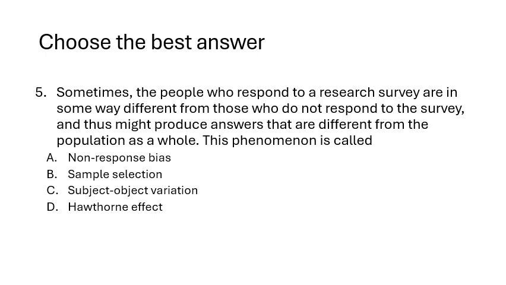And the last one, sometimes the people who respond to a research survey are in some way different from those who do not respond to the survey, and thus might produce answers that are different from the population as a whole. This phenomenon is called, and this is a non-response bias, meaning the non-respondents have a bias that the respondents don't have, or vice versa.